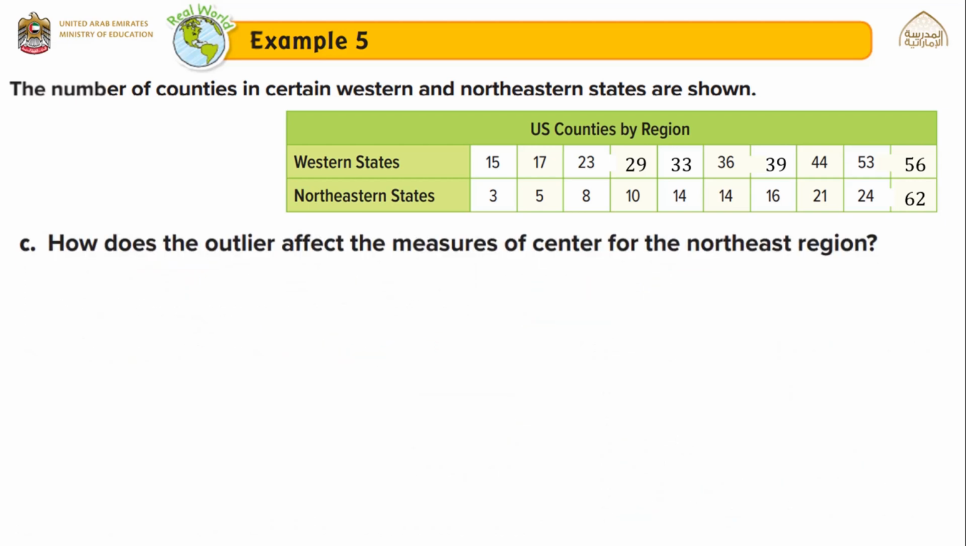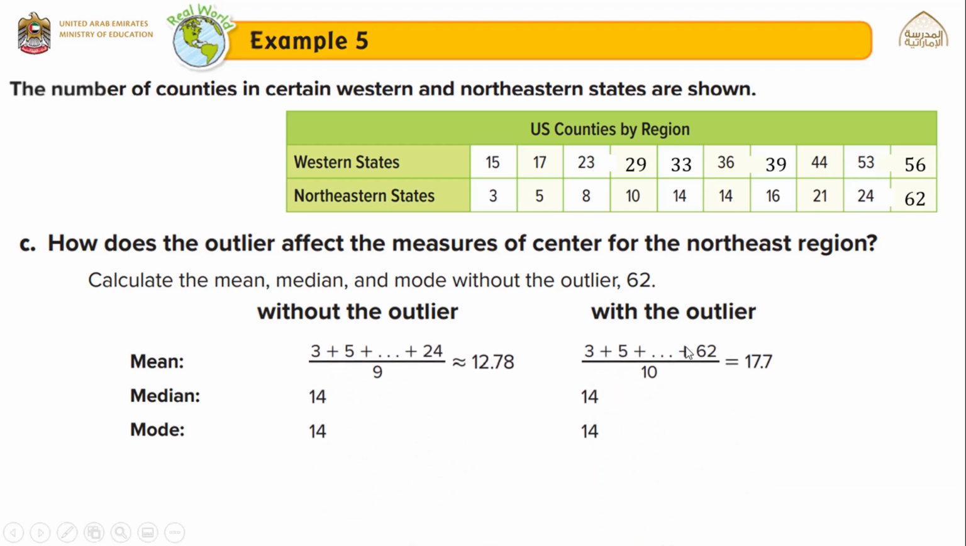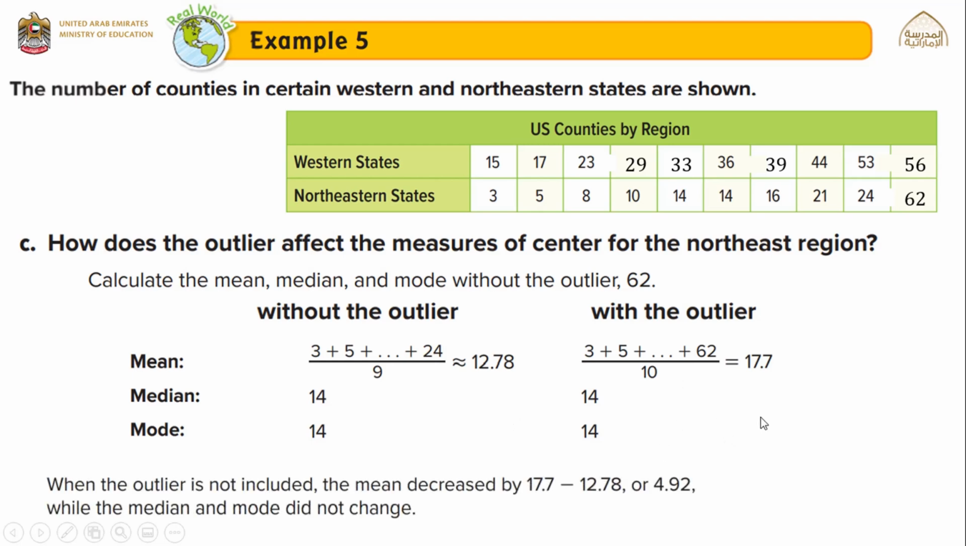C. How does the outlier affect the measures of center for the Northeast? Then we will find the measure of center for the Northeast region with and without the outlier, which is 62. Without the outlier, we will find the mean, median, and mode. And with the outlier, we will find the mean, median, and mode to observe that when the outlier is not included, the mean decreased by 17.7 minus 12.78, which is 4.92, while the median and mode didn't change.